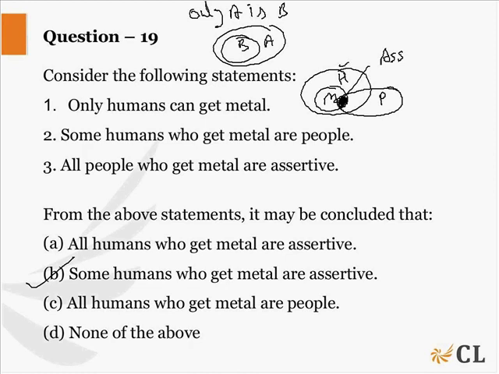A and B should be overlapping. Why? A, you are talking about the conclusion, right? When we say only human can get metal, that means all metals should be inside human.